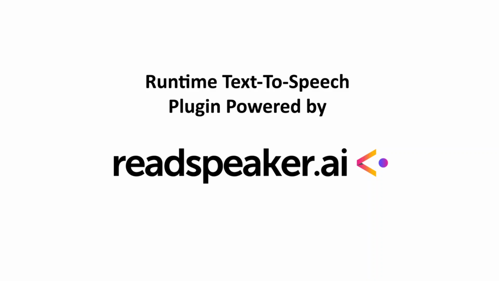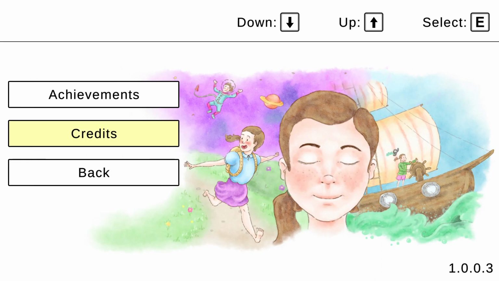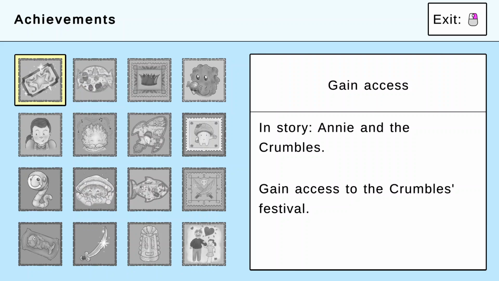Extras. Option 2 of 4. Settings. Option 3 of 4. Exit. Option 4 of 4. New game. Extras. Option achievements. Option 1 of 3. Credits. Option 2 of 3. Back. Achievements. Achievement 1 of 16. Gain access. Achievement locked. In story, Annie and the Crumbles. Gain access to the Crumbles Festival.